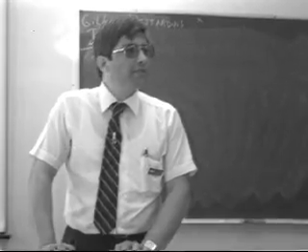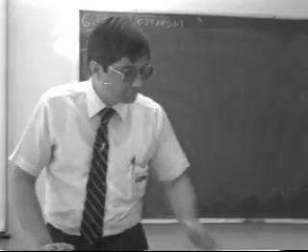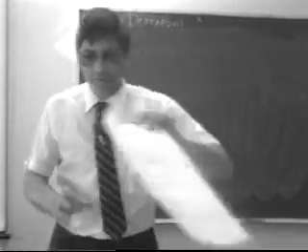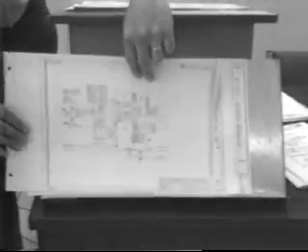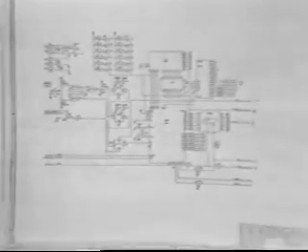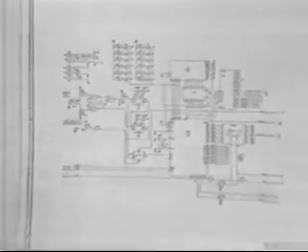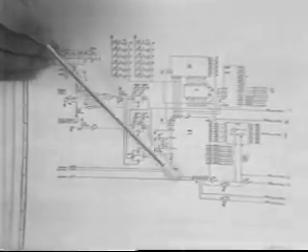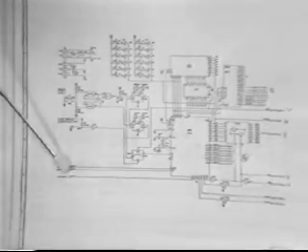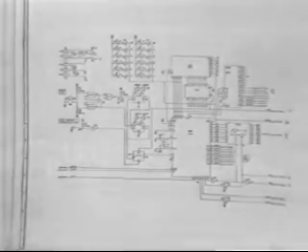P27 is on the microprocessor itself, and it's a port. Depending on whether it is high or low, it is your test line on your circuit diagram.